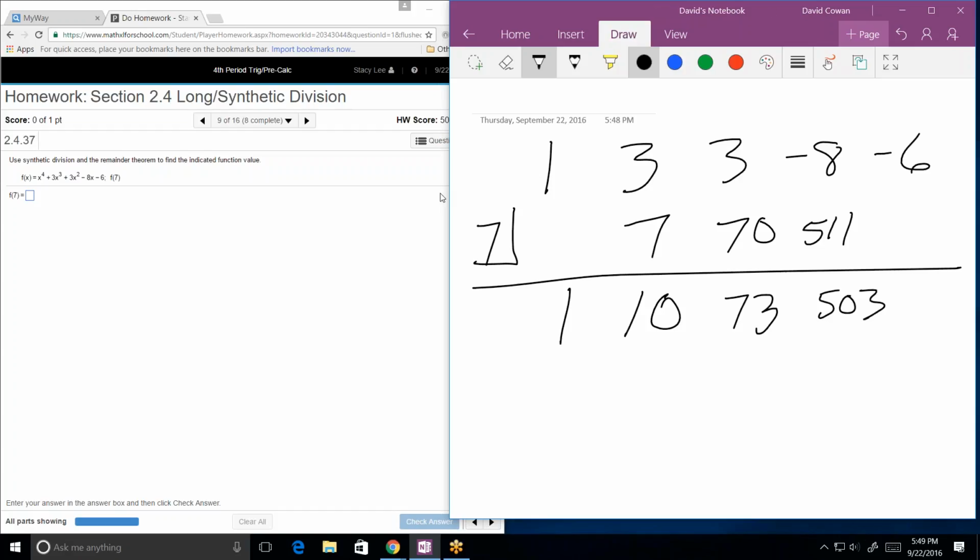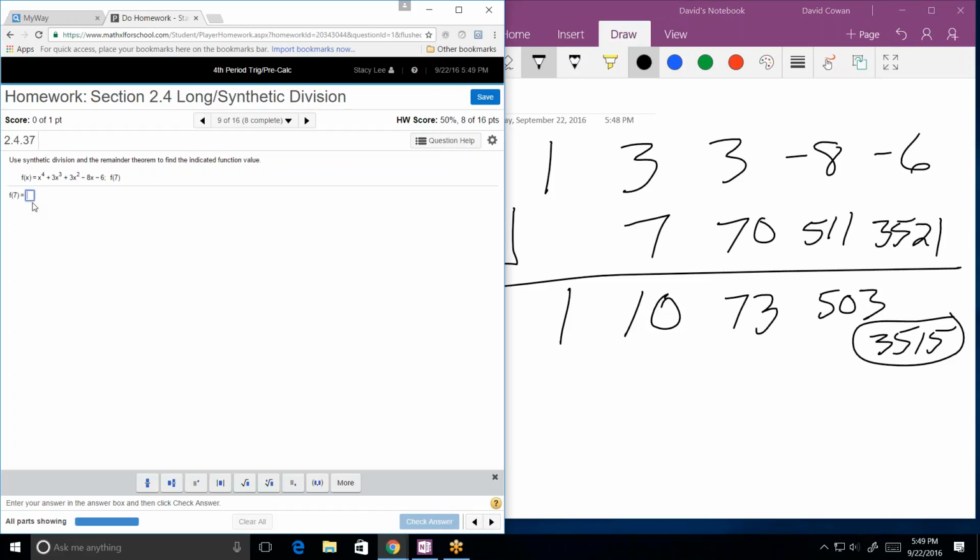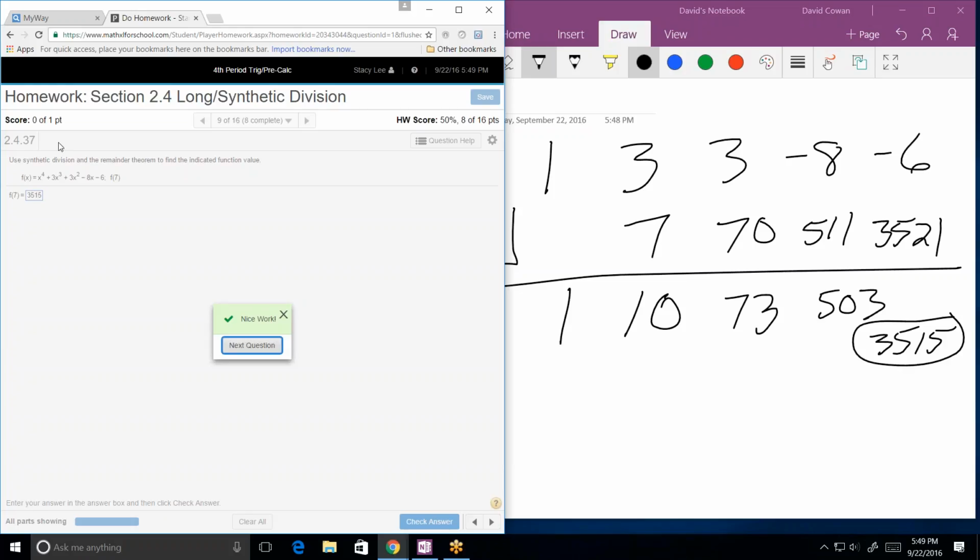Multiply that by 7, I get 3521. Subtract 6 from that, and I get 3515. So that should be what f of 7 is. 3515. That's what you got? Yeah. Nice work.